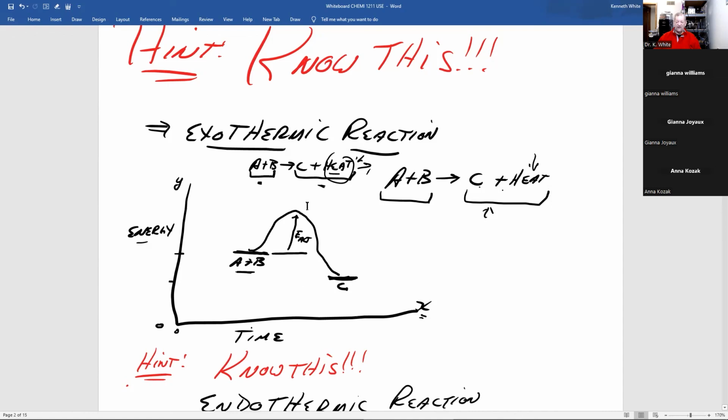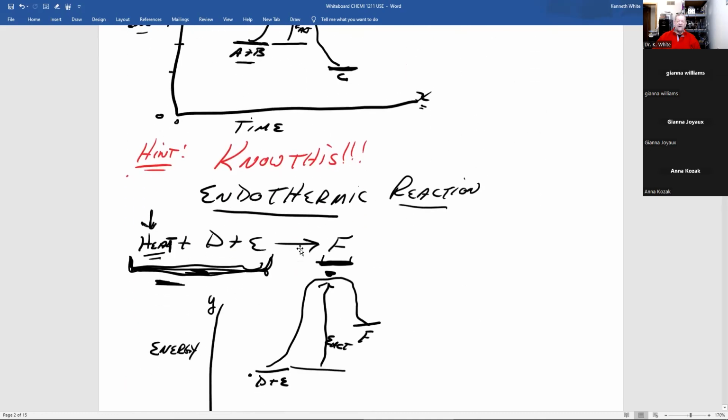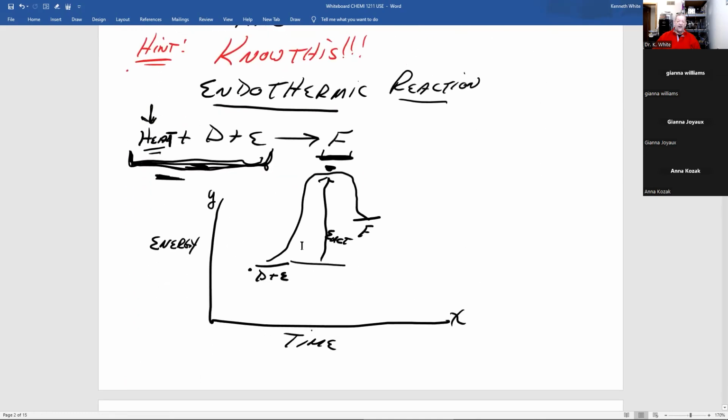Then you have this little hill that you have to go over to get to C, and the height of that hill is called the activation energy, and you should know it as E sub A. Now, the other diagram is an endothermic reaction. Endothermic, you have to add energy. And here, the reaction I'm showing you in general is heat plus D and E make F.